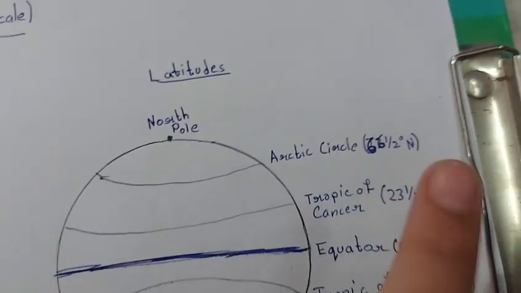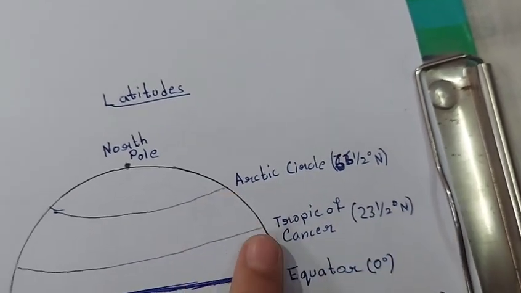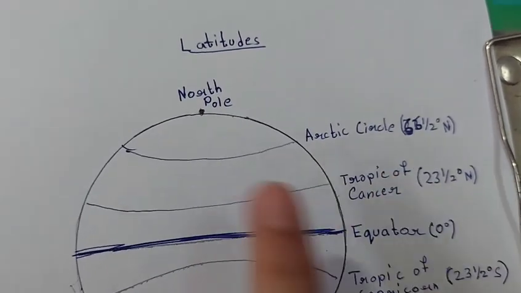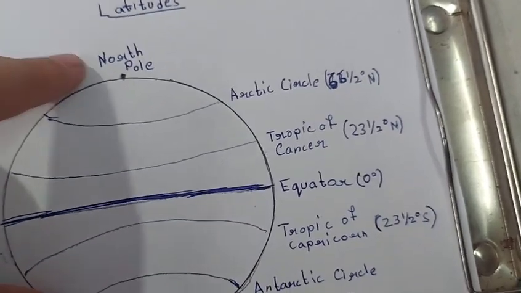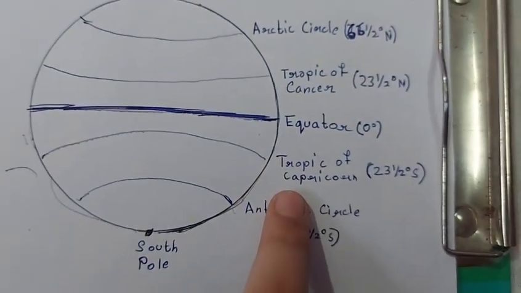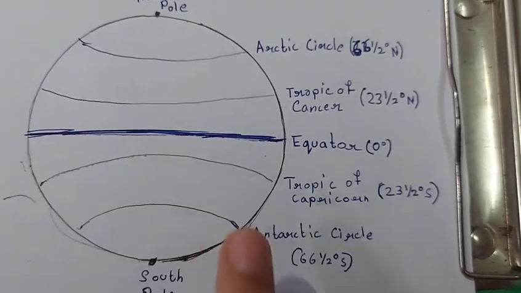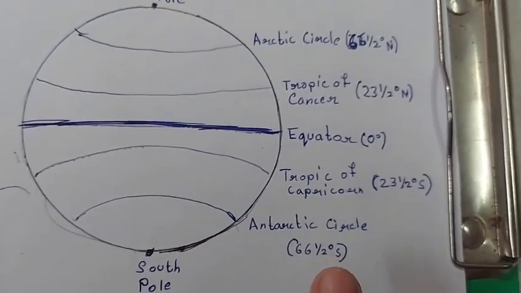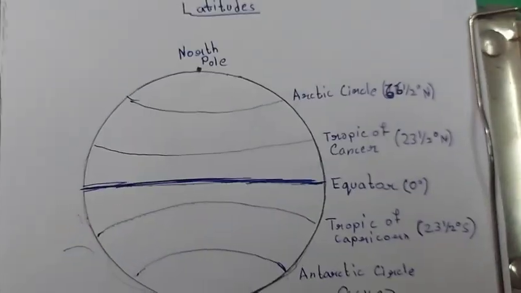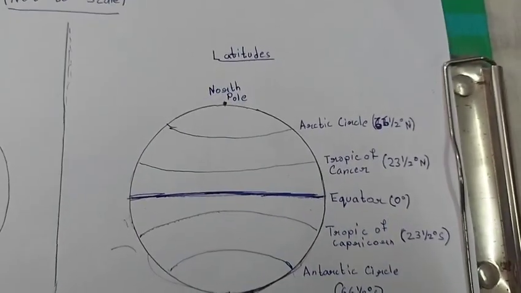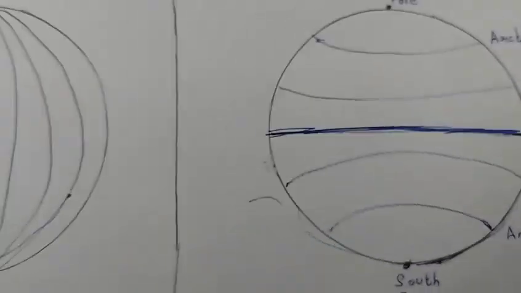So here it's cool. And the second we have 23 1/2 degrees north, the Tropic of Cancer. And now we have the equator at 0 degrees, as you already know. It divides the earth into 2 equal hemispheres. The Tropic of Capricorn is 23 1/2 degrees south. And now we have the Antarctic Circle, 66 1/2 degrees south. It's cold here too. Yes, this is the North Pole, this is the South Pole.